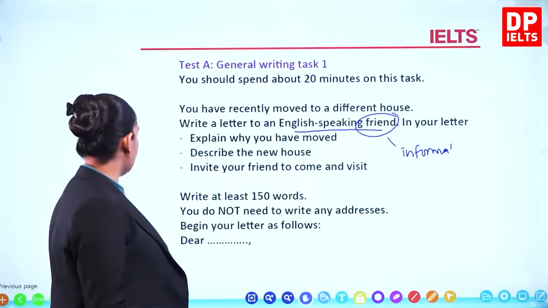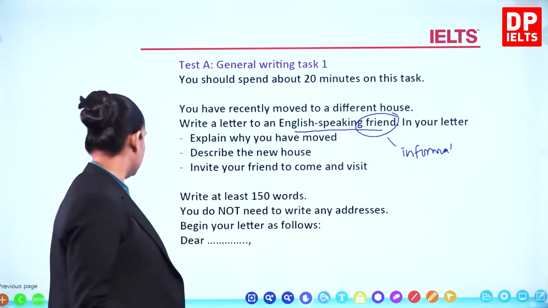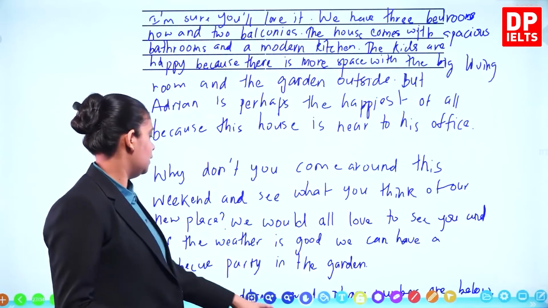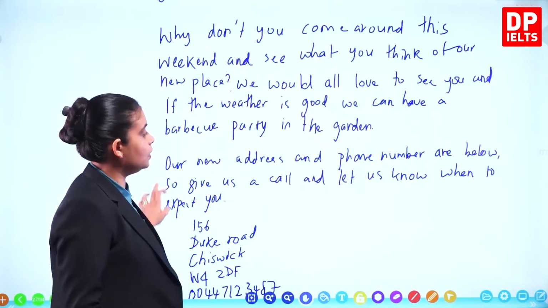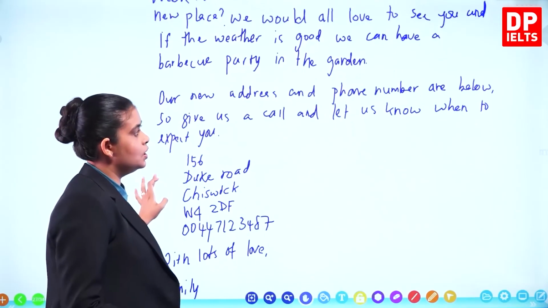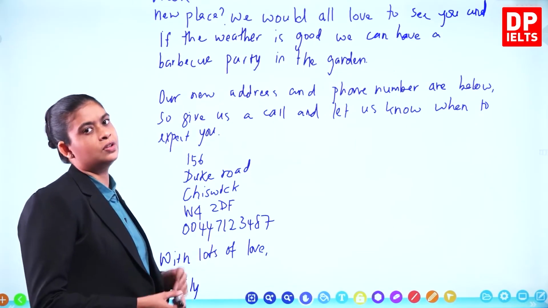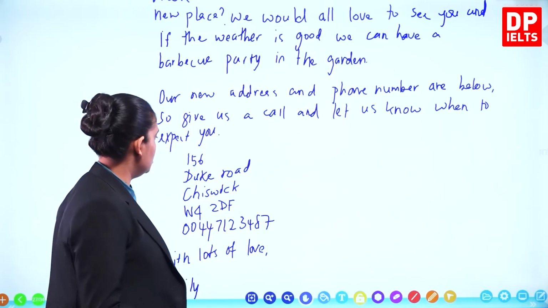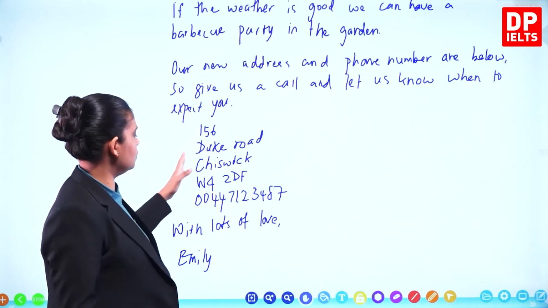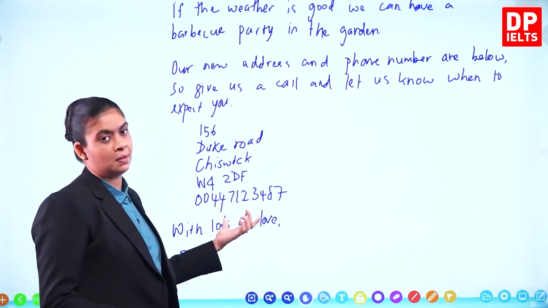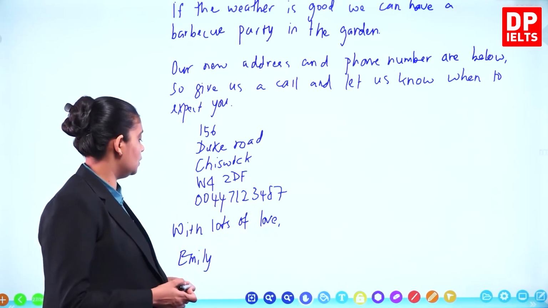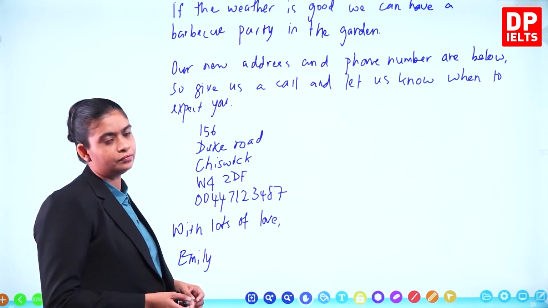Then next para, invite your friend. So that's what I've done in the 3rd para. I've invited my friend to come and see me, and I tell her, okay, below is the address and the phone number. So let us know when you're going to come by. When can we expect you? So my address is 156 Duke Road, Chiswick, W4 2DF. And this is my new phone number. And with lots of love, Emily.